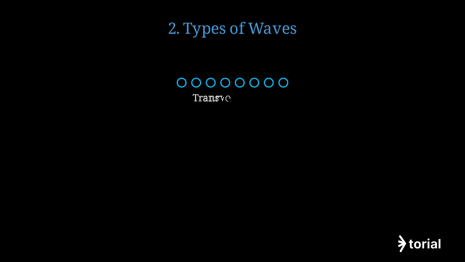There are two main types of waves based on how they move. In a transverse wave, particles move perpendicular to the direction the wave travels, like ripples on water. In a longitudinal wave, particles move parallel to the wave direction, like sound waves compressing air.